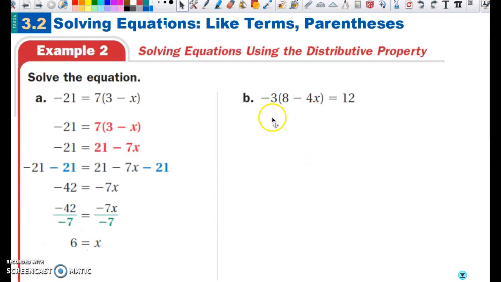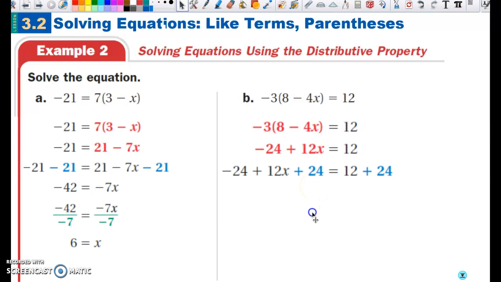On the next one, you will multiply the left-hand side of the expression, or the equation, I should say. This is the left expression of the entire equation. Multiply by -3, you get -24, and -3 times -4, +12. Now I want to add 24 to both sides. That's going to get rid of this -24, and I'm left with 12x equals 36.